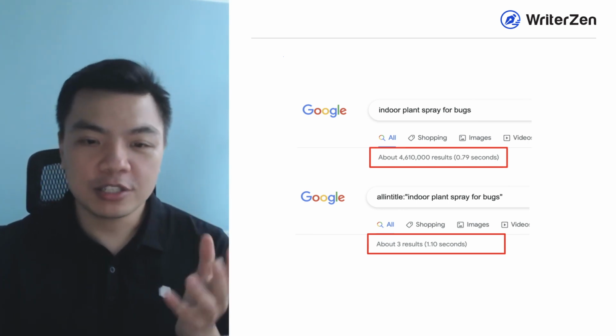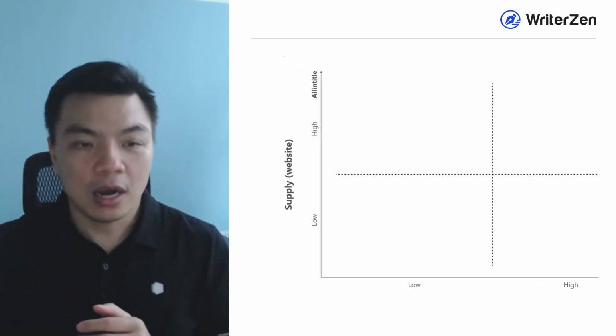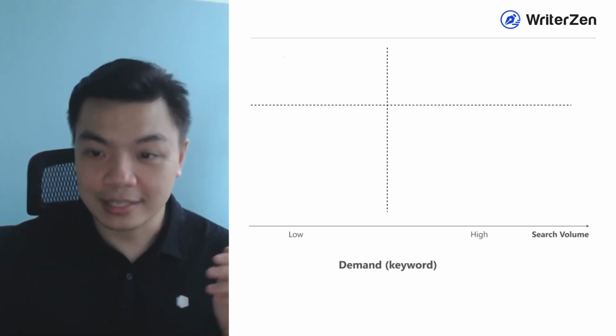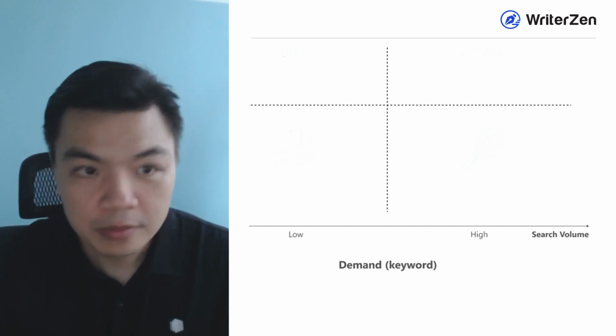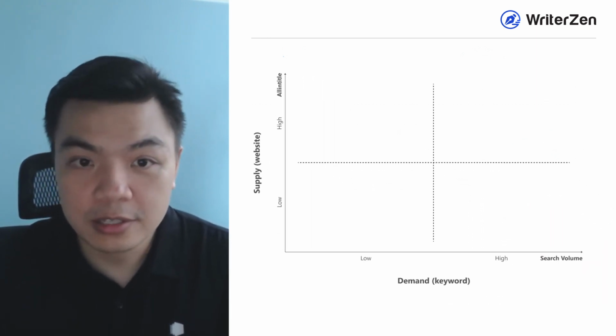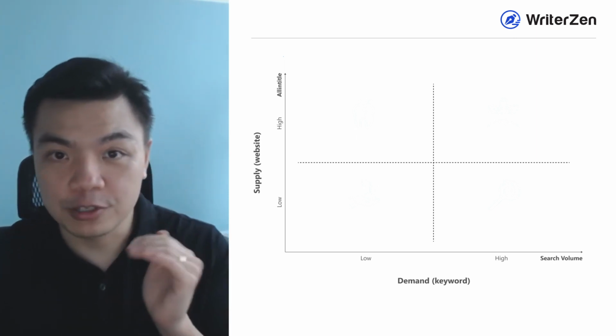And the way we create Zen Matrix is that we break that into a graph that looks like this. I'm going to squeeze down my screen size here. Supply will be the y-axis and demand will be the x-axis, represented by search volume. And supply will be represented by the allintitle. Okay, so this will break the screen down into 4 different zones, right?